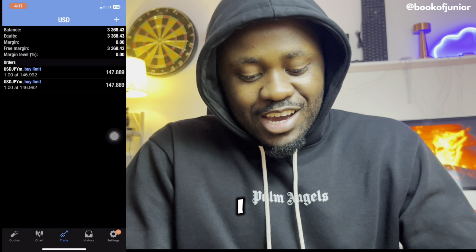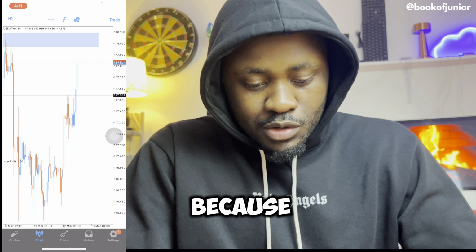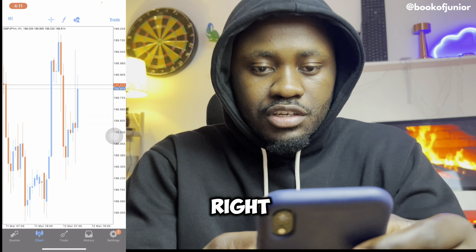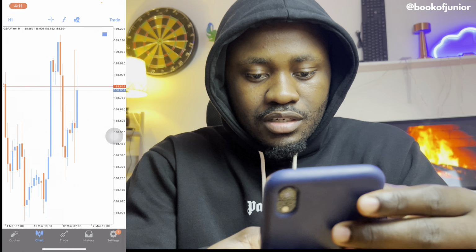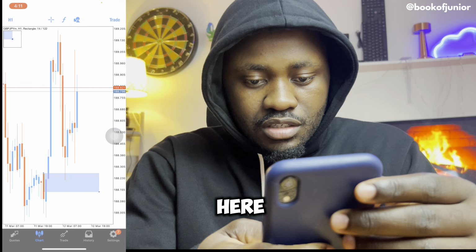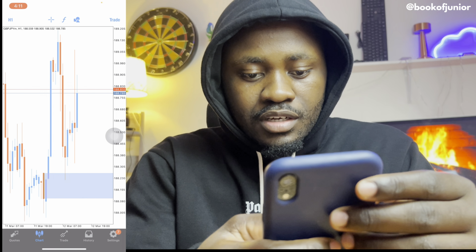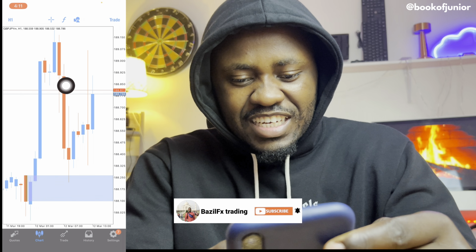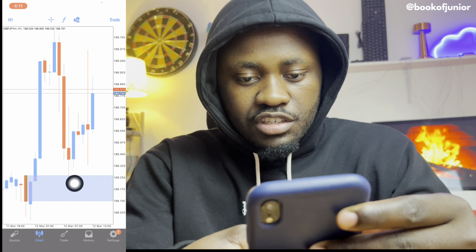Now, I took the trade for GBP JPY because we had this demand zone right here, traders. Let me show you guys. We had this demand zone right here. Now price had dropped aggressively. You can see it came aggressively, then tapped into this zone and started going back up.